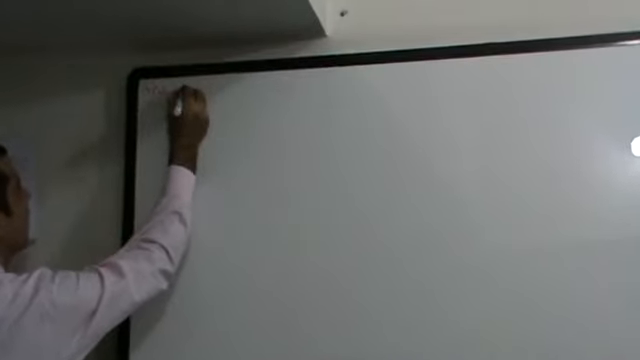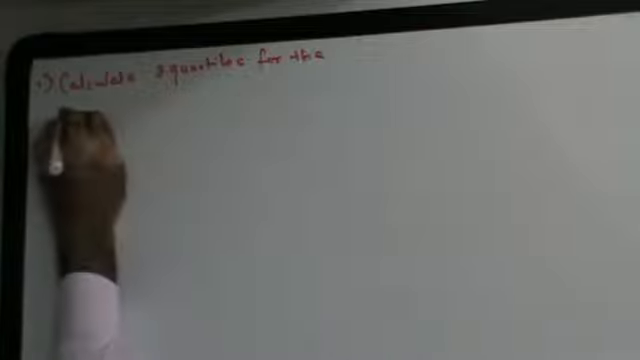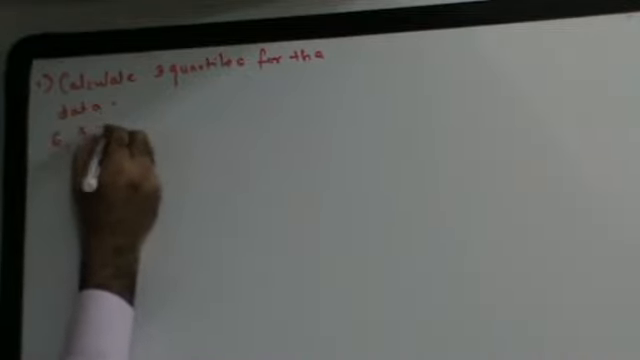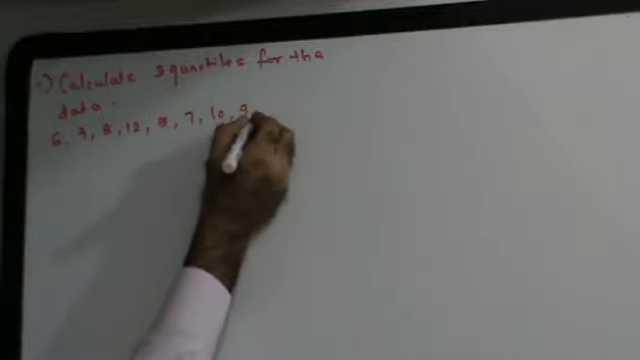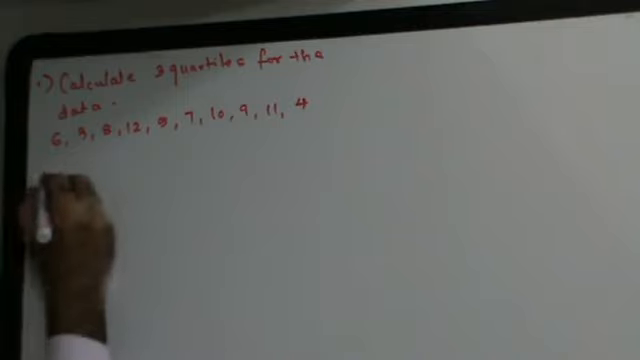Calculate 3 quartiles for the data. Guys, please copy the data. The data is 6, 3, 8, 12, 5, 7, 10, 9, 11, 4. Okay, this is the data given to you. Now, just pay attention here.